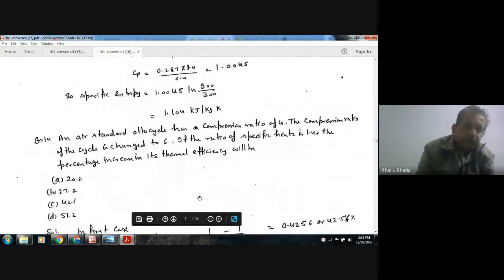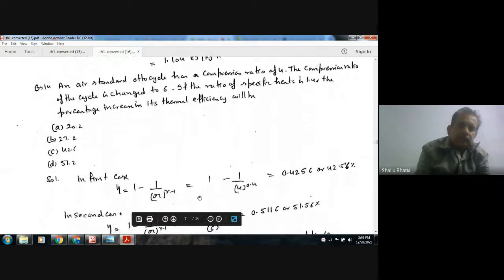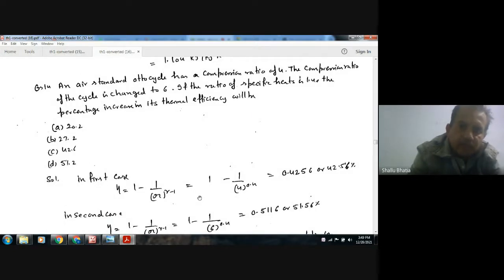Next. An air standard Otto cycle has a compression ratio of 4. The compression ratio of the cycle is changed to 6. If the ratio of specific heats is 1.4, the percentage increase in its thermal efficiency will be? The compression ratio is 4.